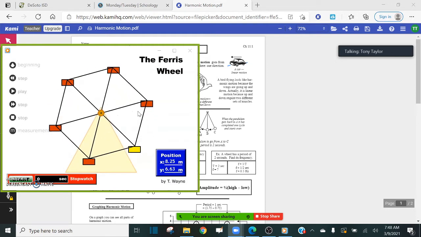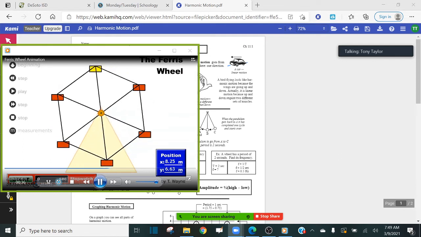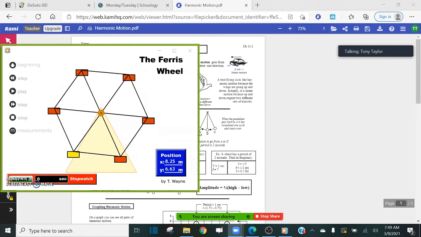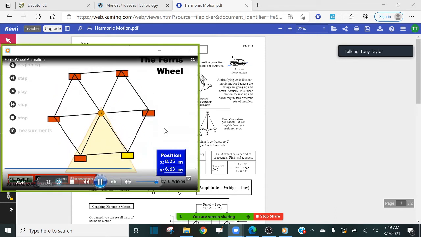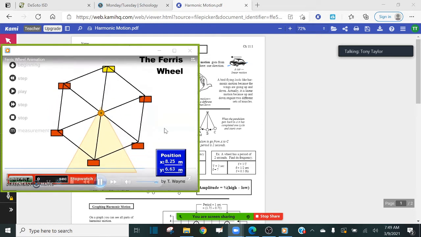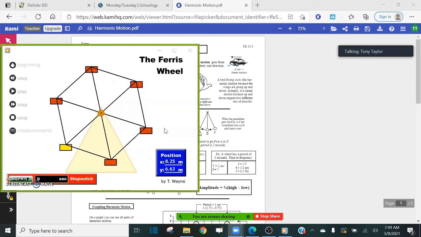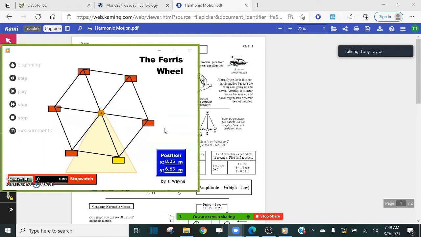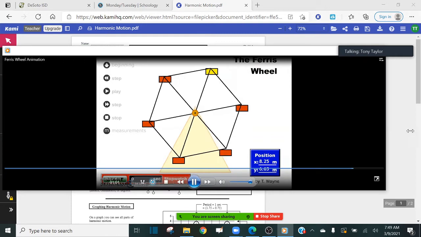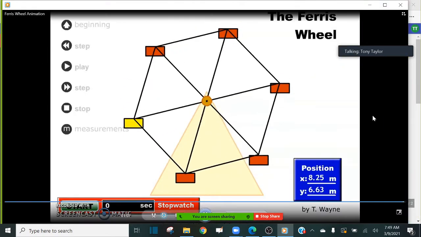So the question is, how can we figure out what is the period of this Ferris wheel? Well, guys, you can easily figure out the period if you have a stopwatch. And in fact, if you have a stopwatch on your cell phone right now, I would recommend that you do this with me. So I'm going to pull out my cell phone, open up the stopwatch app, and figure out the period of this Ferris wheel right now.